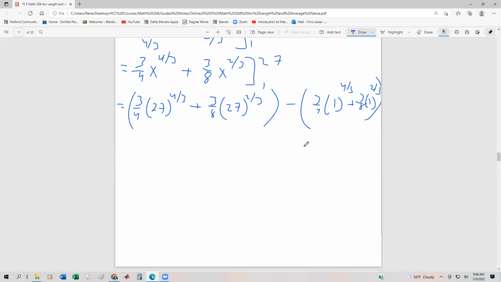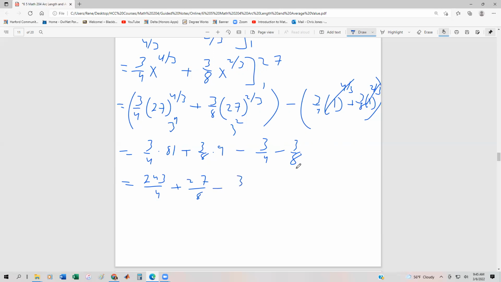Now, at this point, we're going to try to compute. So we know the cube root of 27 is 3. So this really just turns into 3 to the 4th, and this just turns into 3 squared. And then over here, those are just ones. So realistically, this is going to turn into 3/4 times 81 plus 3/8 times 9 minus 3/4 minus 3/8. So now we're getting to the point where we just have to do some fractional computations. This is going to be 243 over 4 plus 27 over 8 minus 3/4 minus 3/8.